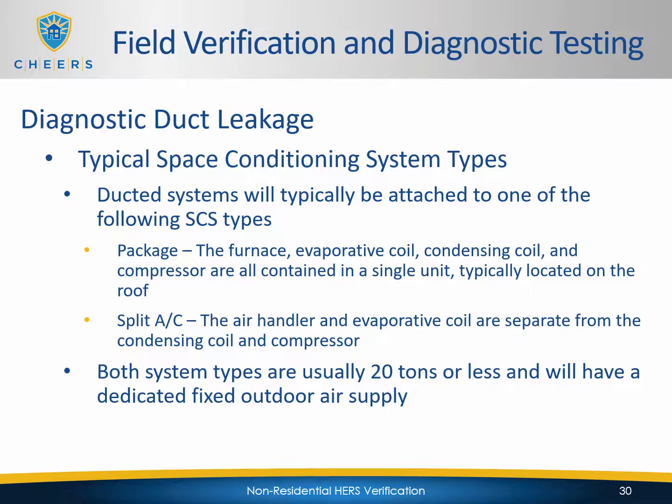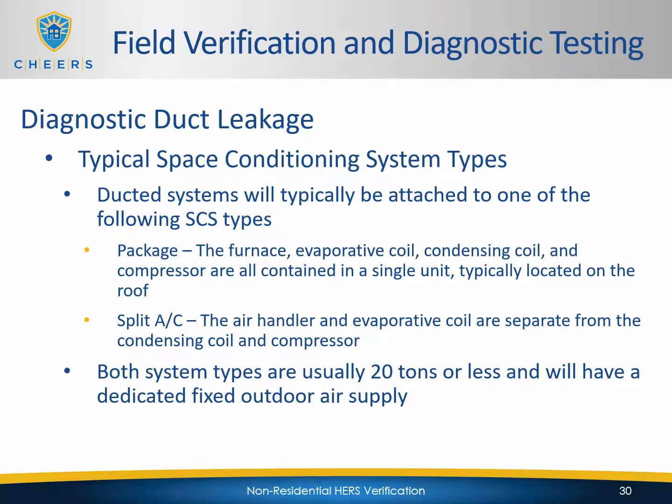Now let's look at some of the typical space conditioning system types that you'll see in these non-residential buildings. So ducted systems will typically be attached to one of the following types, either a package or a split AC. Now these are both similar types that you'll see on the residential side, but let's talk a little bit about what each of those are. So a package system will have the furnace, evaporative coil, condensing coil, and compressor all contained in a single unit, and these will typically be located on the roof.